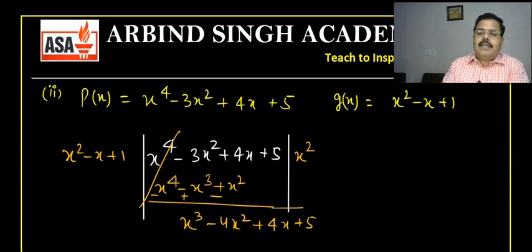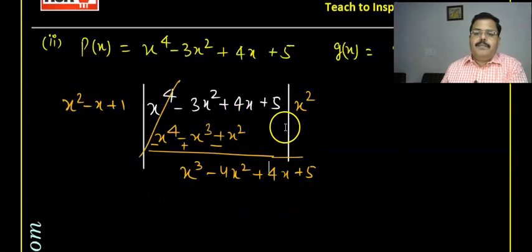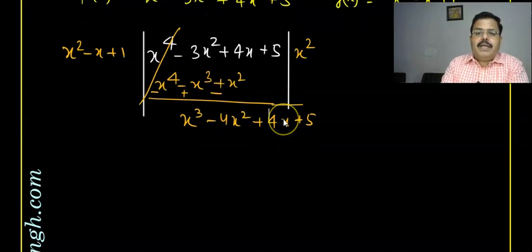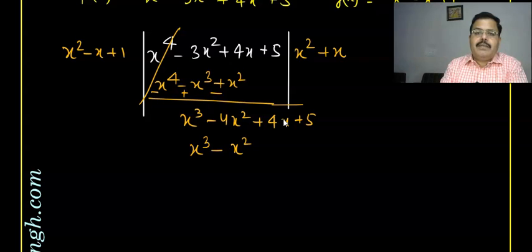That can be written like that. Now we divide again. What is the term that brings x cube? x square multiplied by x only. So that will come up like x cube, minus x multiplied by plus x is minus x square, plus 1 multiplied by x is minus x.